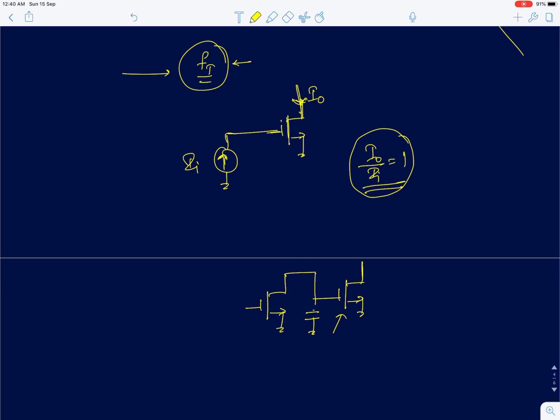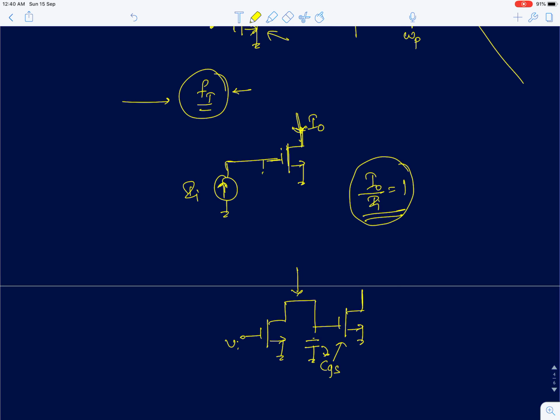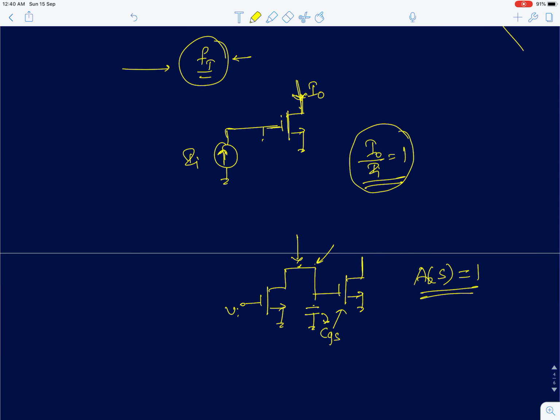Essentially, you are just going to load this amplifier with a capacitance of approximately CGS, and try to find the gain at this node, the first stage node. I'll try to find A of S, the gain at this point, in both approaches, then equate it to 1 and find the frequency at which it becomes equal to 1. Both tell us the voltage gain becomes equal to 1. After that, your amplifier will no longer behave like an amplifier. The voltage gain is going to become less than 1 after that frequency.